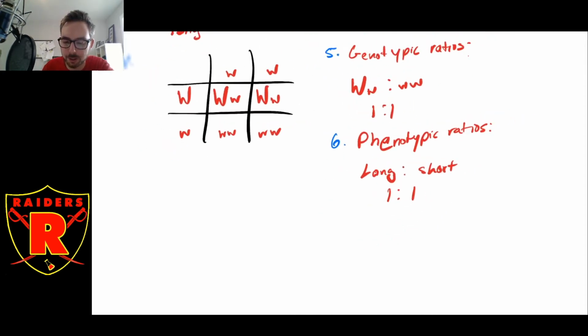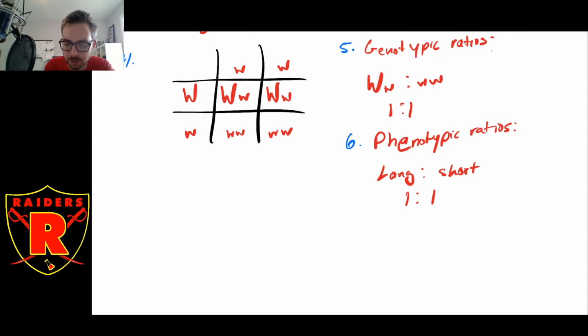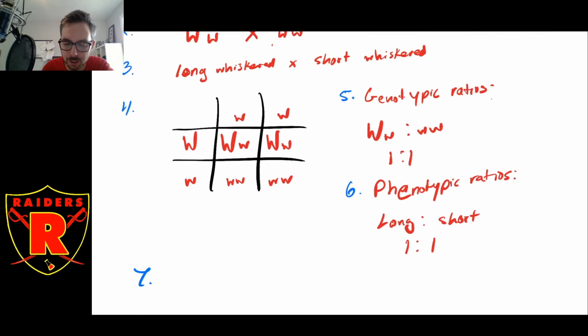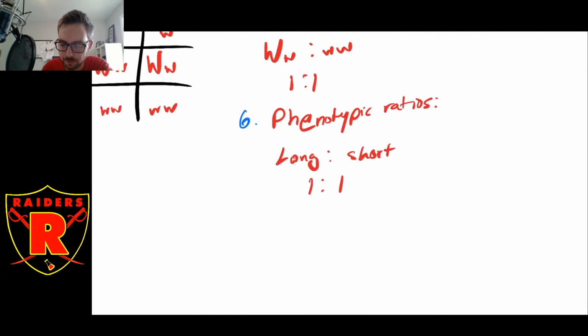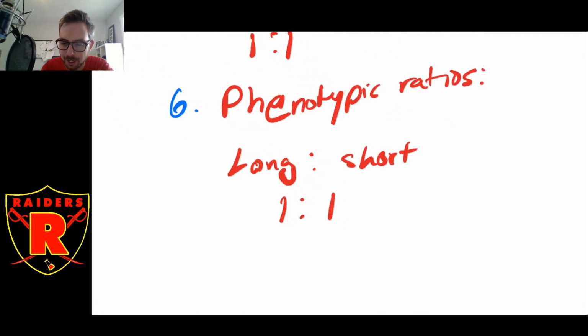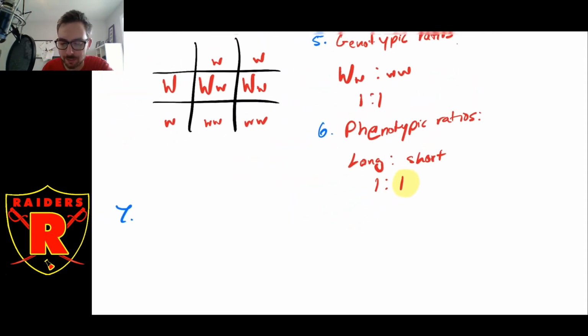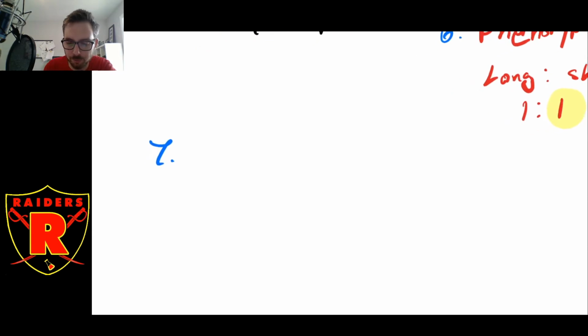The last part here is, because this is a problem solving question, there is a 7th part, which is a therefore statement, where you're going to actually answer the question. The question is asking what percentage of offspring would have short whiskers. So we look at the phenotypic ratios here, and short whiskers is 1 out of every 2. That's the same thing as saying 50%, so 50% of offspring will have short whiskers.